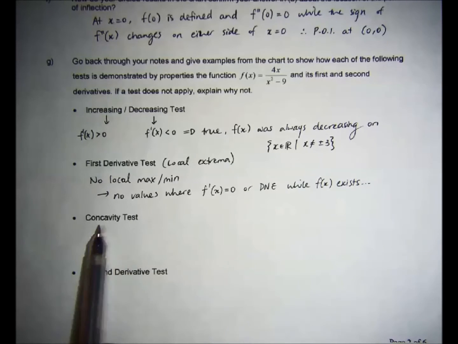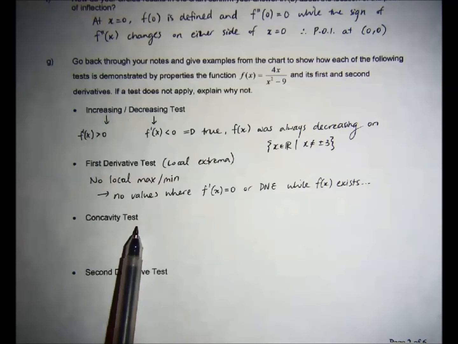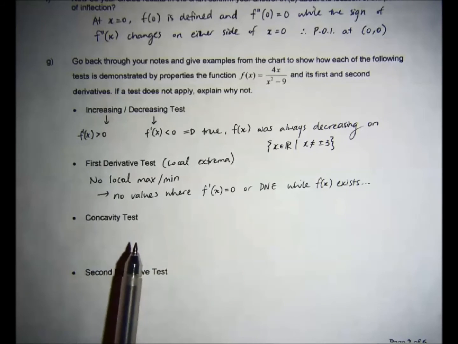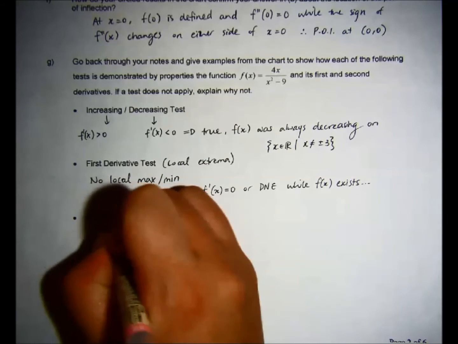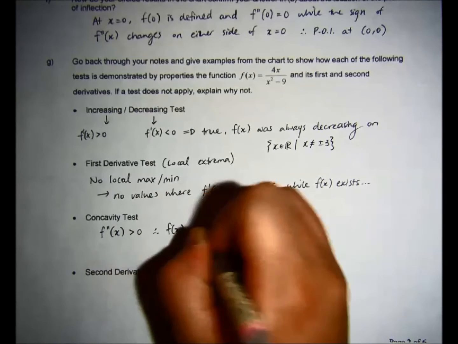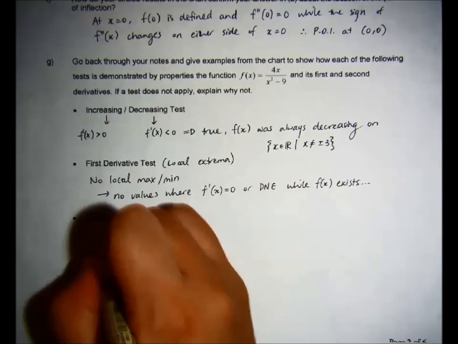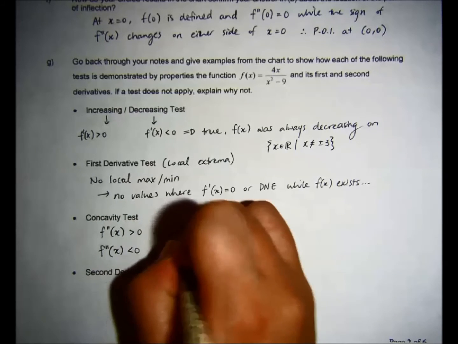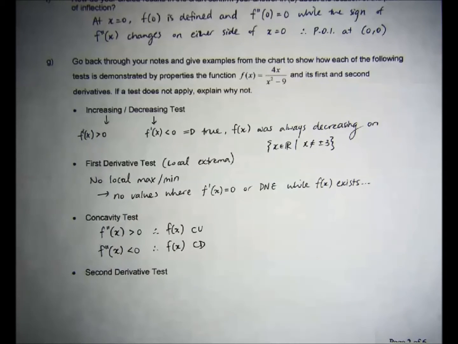The next part is the concavity test. This is using the second derivative to figure out whether the function is concave up or concave down based on the second derivative being positive or negative. And we did see that in the last two rows of the investigation. We saw that when f double prime was positive, then we had the function be concave up. And when the second derivative was negative, then the function was concave down.